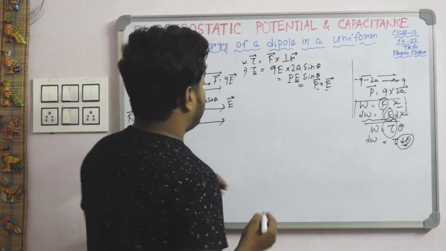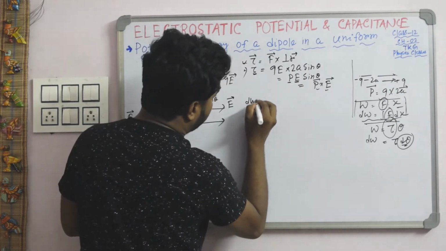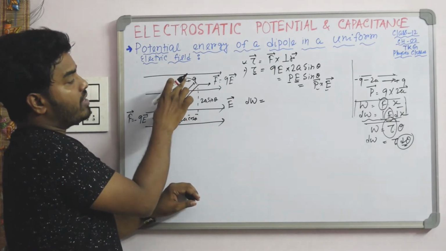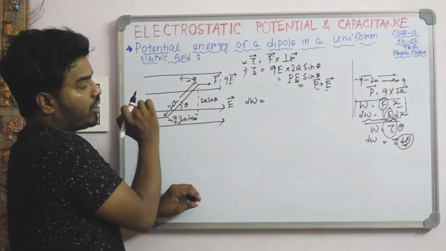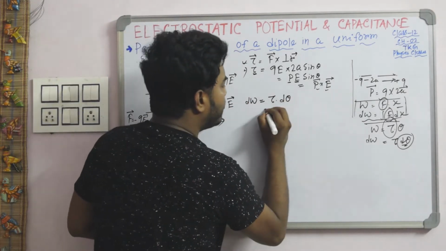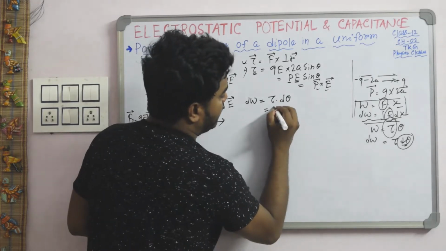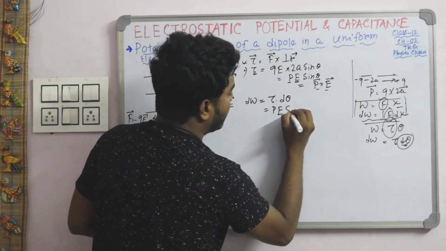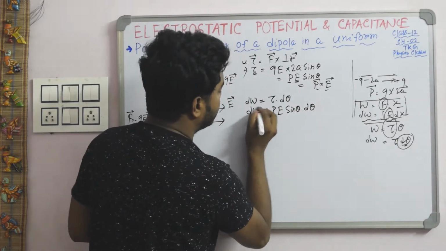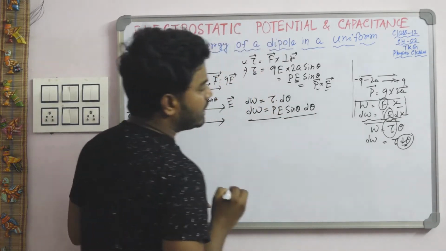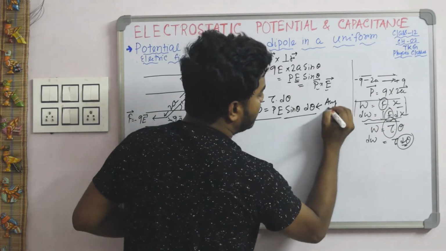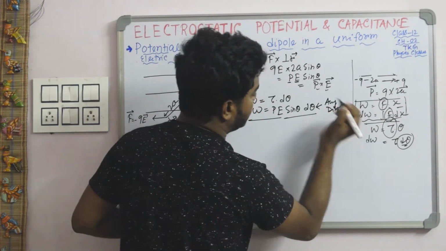Okay, so the amount of work done in rotating this dipole in the anti-clockwise direction, that is the opposite to the direction of torque, the formula will be tau d theta. Now putting the value of tau, that is PE sin theta d theta. This is the amount of work done for angular displacement d theta. Clear? d theta represents angular displacement.